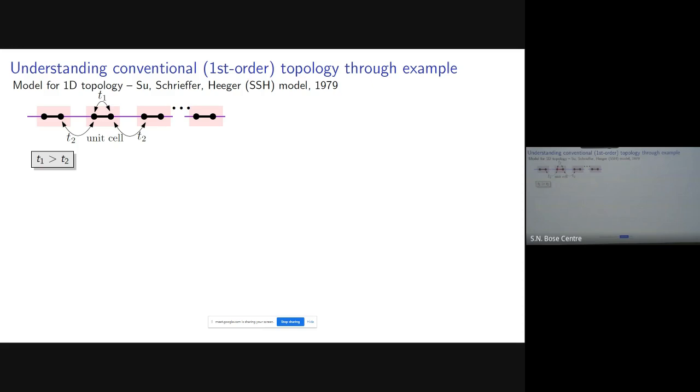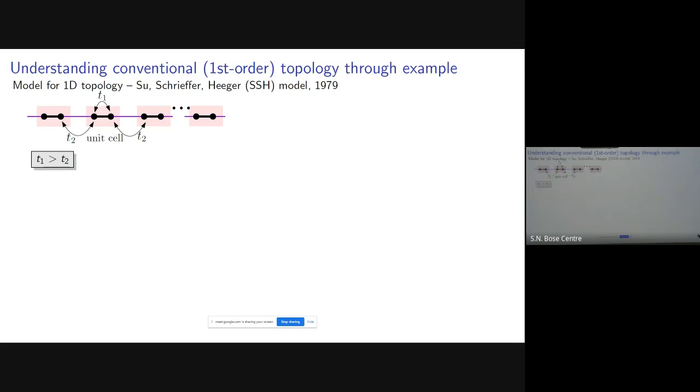So the hopping amplitude on the black bonds is denoted as T1, and the hopping amplitude on the purple bonds is denoted as T2. If you notice, I have made the thickness of these bonds a bit different. Namely, I have made the black bond thicker than the purple bond. This is to indicate that the hopping amplitude T1 on the black bond is greater than T2.